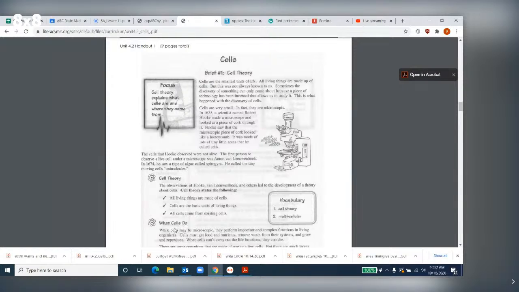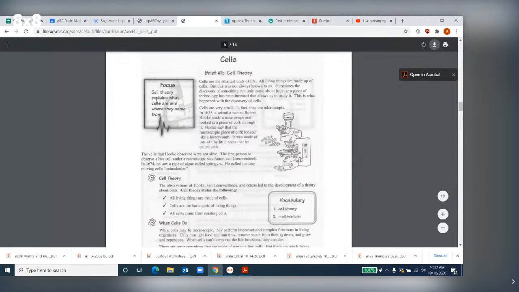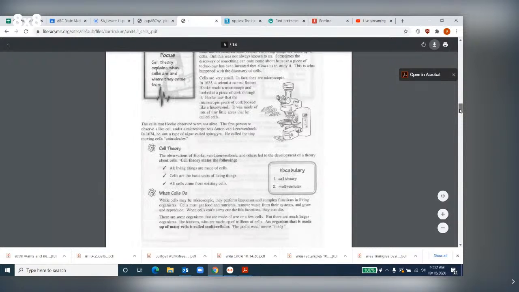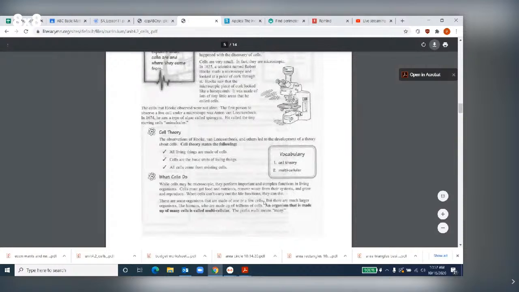Then it says, what do cells do? While cells may be microscopic, they perform important and complex functions in living organisms. Cells must get food and nutrients, remove waste from the system, and grow and reproduce. When cells can't carry out these life functions, they can die. There are some organisms that are made up of one or few cells, but there are much larger organisms like humans who are made up of trillions of cells. An organism made up of many cells is called multicellular. The prefix multi means many. So we have many cells in our body. Okay.